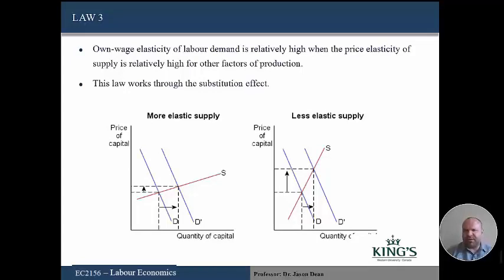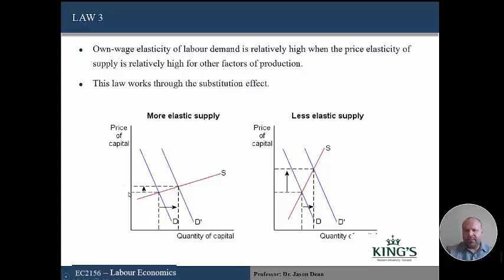And this law works through the substitution effect. Okay, so what does that mean? Let's suppose the firm buys more capital because it's substituting away from labor. Well, if the supply of capital is elastic, like in this first diagram, then if all the firms are substituting away from labor and buying capital, the price of capital isn't going to change that much. It's going to increase only a little bit.